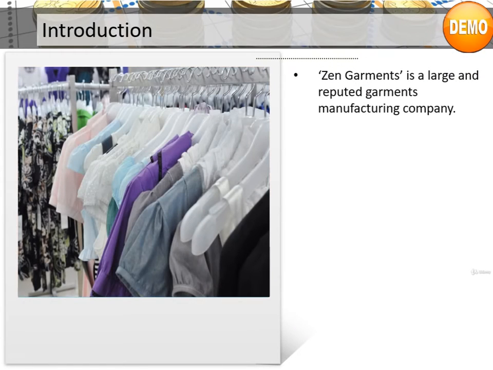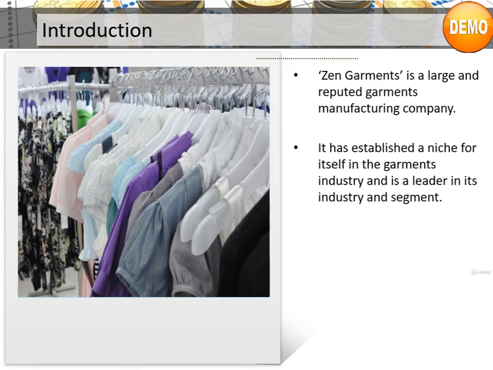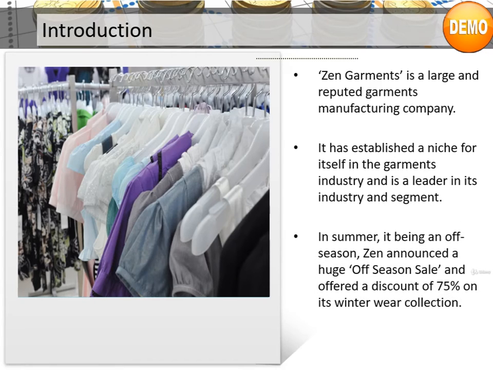Zen Garments is a large and reputed garments manufacturing company. It has established a niche for itself in the garment industry and is a leader in its industry and segment. In summer, it being an off-season, Zen announced a huge off-season sale and offered a discount of 75% on its winter wear collection.